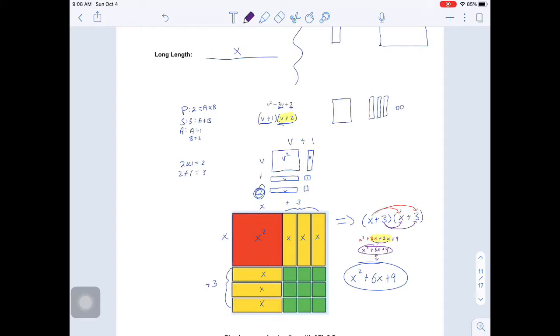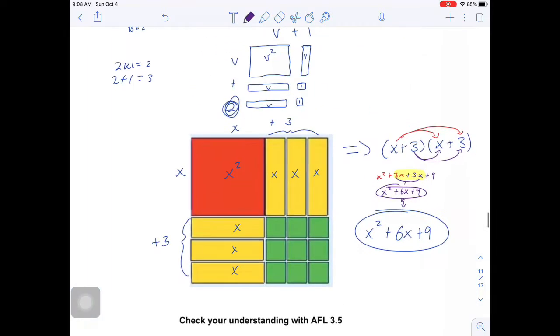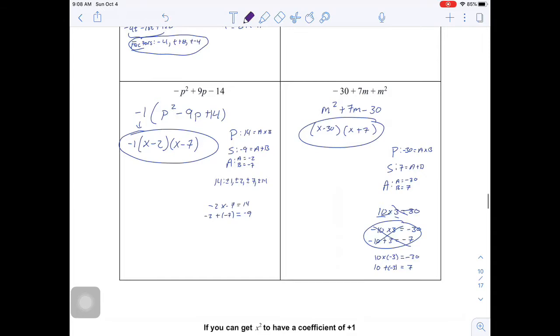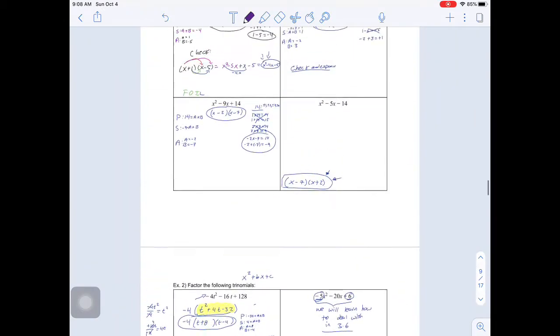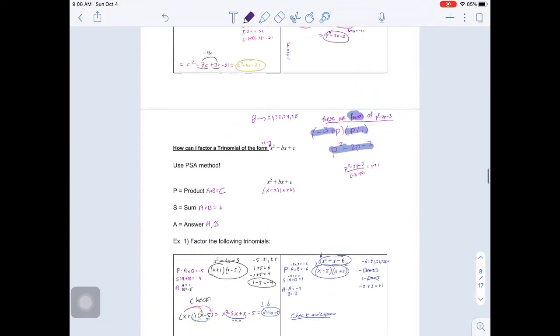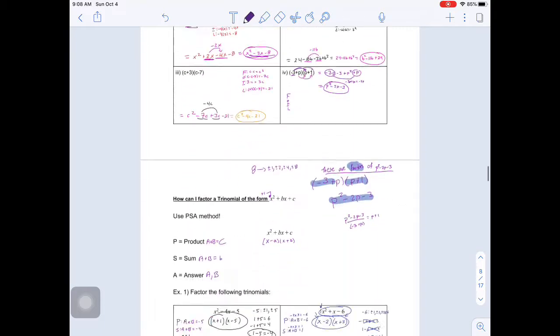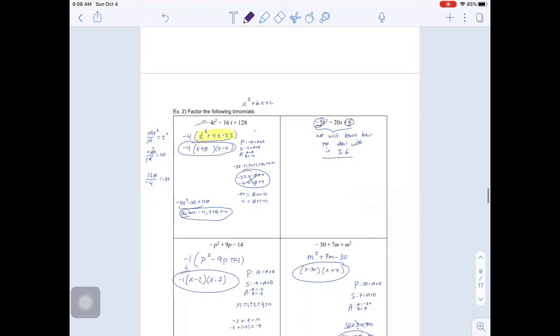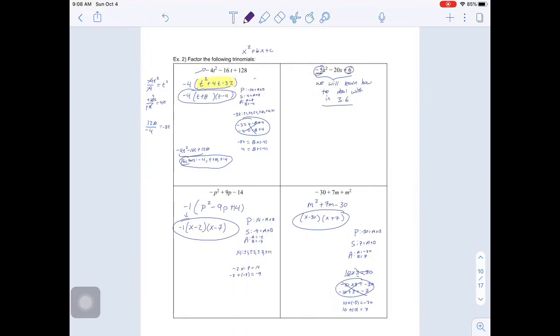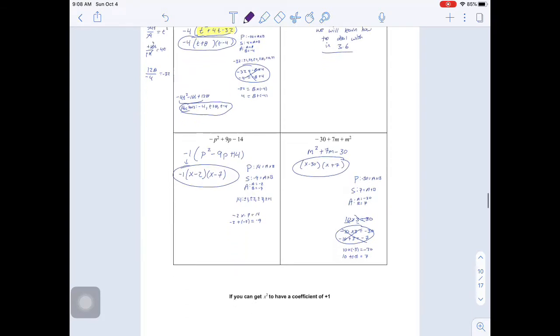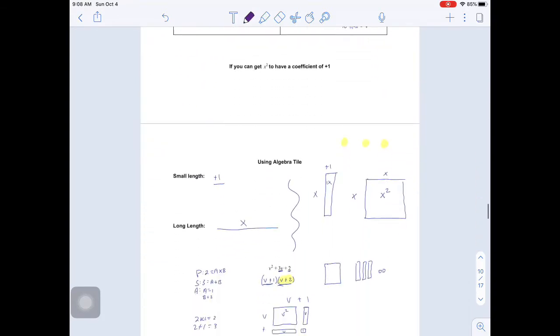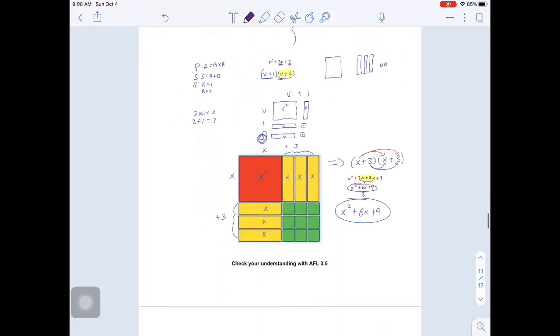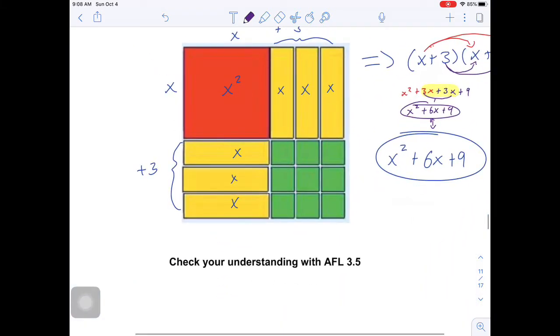So please now go and try out AFL 3.5. Hopefully you've been practicing all these other ones as you've been going along, just in your textbook questions and stuff like that, because this is a very crucial unit to understand. This whole chapter is super important. So make sure you're coming in and asking lots of questions, because I can't go through every example in the world, and at the end of the day, it's up to you to make sure you're practicing and asking those questions so we can clarify certain things that you don't understand. So go and check your understanding with AFL 3.5.